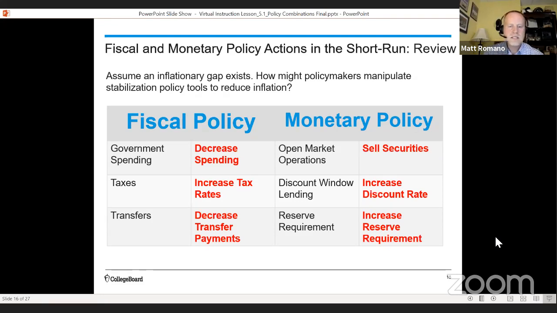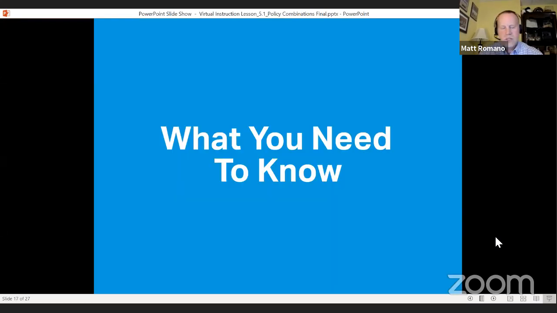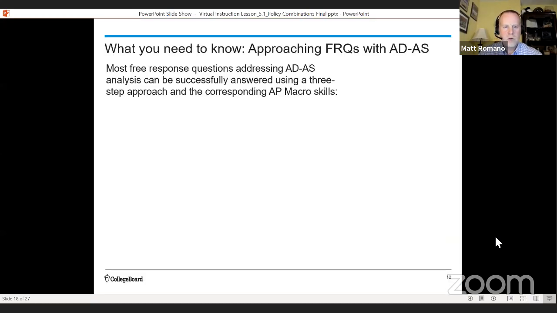And what we're going to look at today is what happens when there are combinations of these different policies. How does that impact the overall economy? How does that affect output, inflation, and unemployment? Finally, one last little tip before we get into some guided practice about these policies and how they're implemented at the same time. I wanted to give you some practice tips on approaching free response questions.